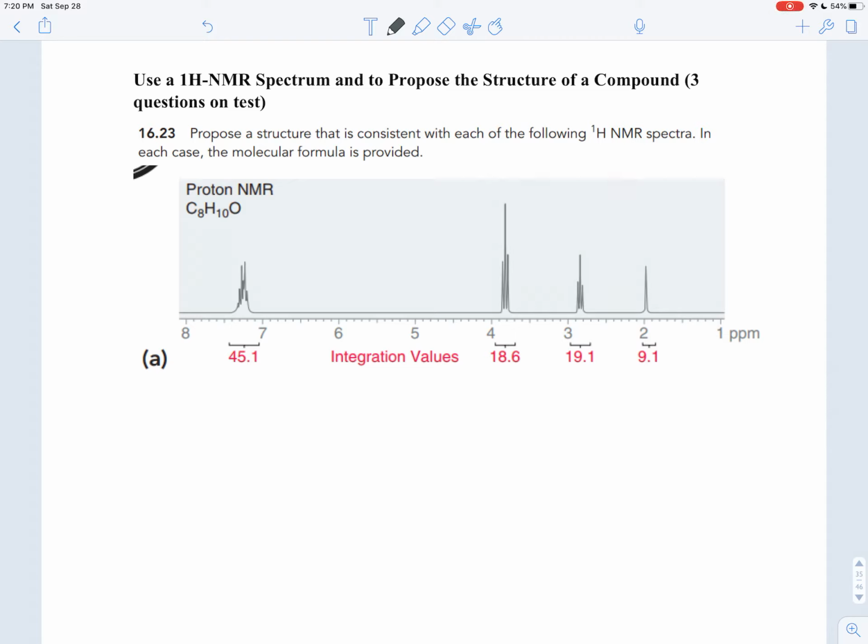Exercise 1623 is giving you different NMR spectra, and it's asking you to draw the structure of the molecule. So they give you this molecular formula, and that's something that we've seen you can find using mass spectrometry. You can compare the height of the molecular ion peak and the M+1 peak, and based on the difference in those heights, you can figure out the molecular formula.